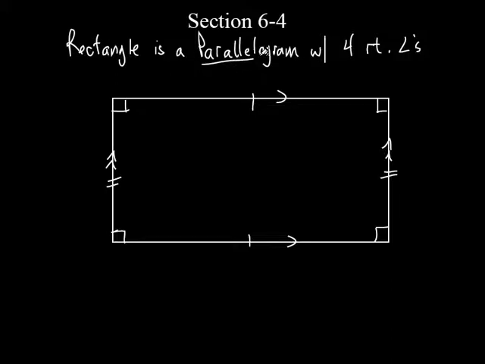So a rectangle is a parallelogram with four right angles. What else do we know about a parallelogram? We know all that's true. We also know something about the diagonals, don't we?